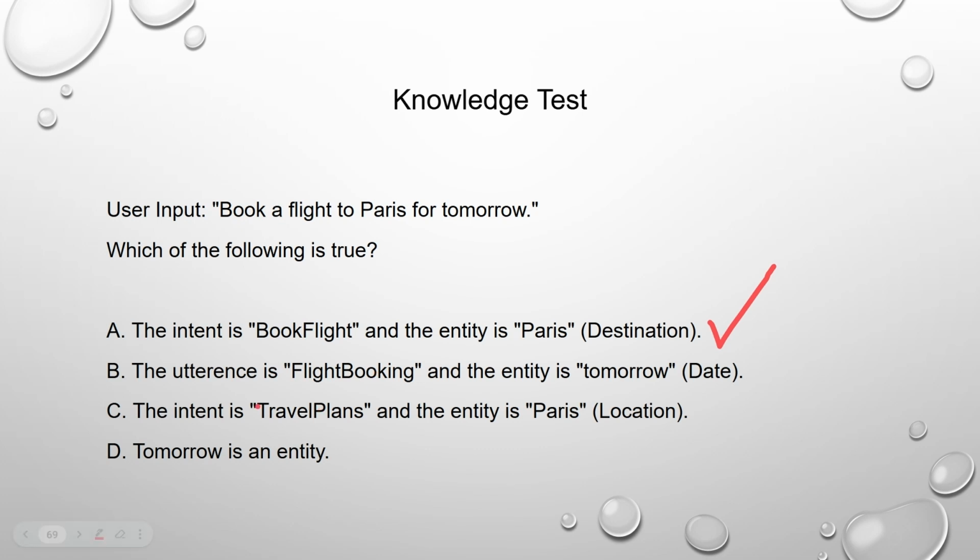The next is the intent is travel plan and the entity is Paris. So the intent is not travel plan. The intent is book flight. Tomorrow is an entity. Yes, tomorrow is a date time entity. So that is correct. So options A and D are true. Options B and C are false.